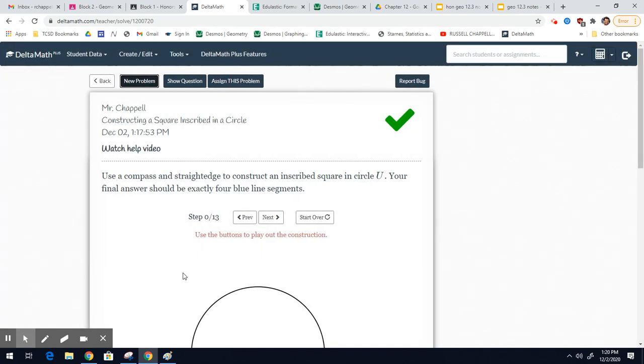All right, so good luck on those constructions. Hopefully on Delta Math, it's a little bit more easy than in Edge Elastic or in Desmos Geometry. All right, good deal.